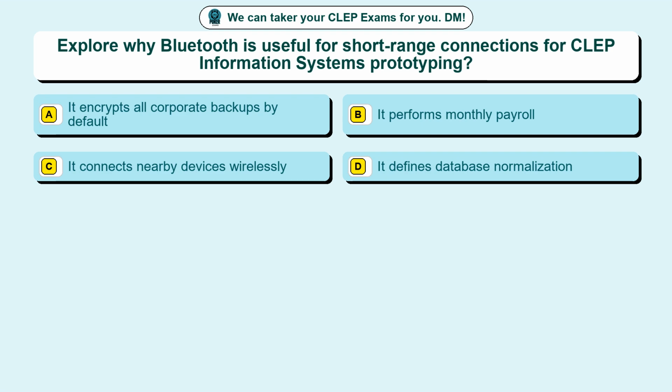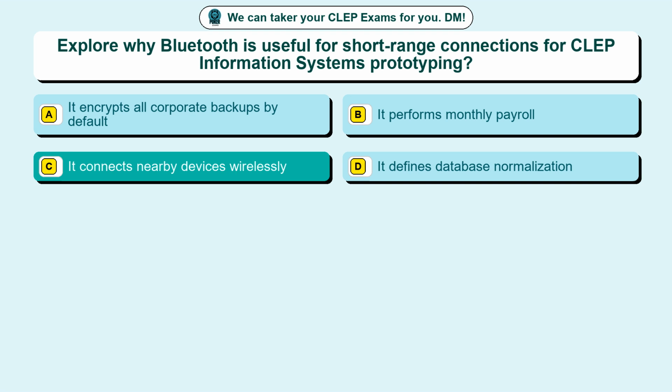Question 61. Explore why Bluetooth is useful for short-range connections for CLEP Information Systems prototyping. Option A. It encrypts all corporate backups by default. Option B. It performs monthly payroll. Option C. It connects nearby devices wirelessly. Option D. It defines database normalization. The correct answer is option C.